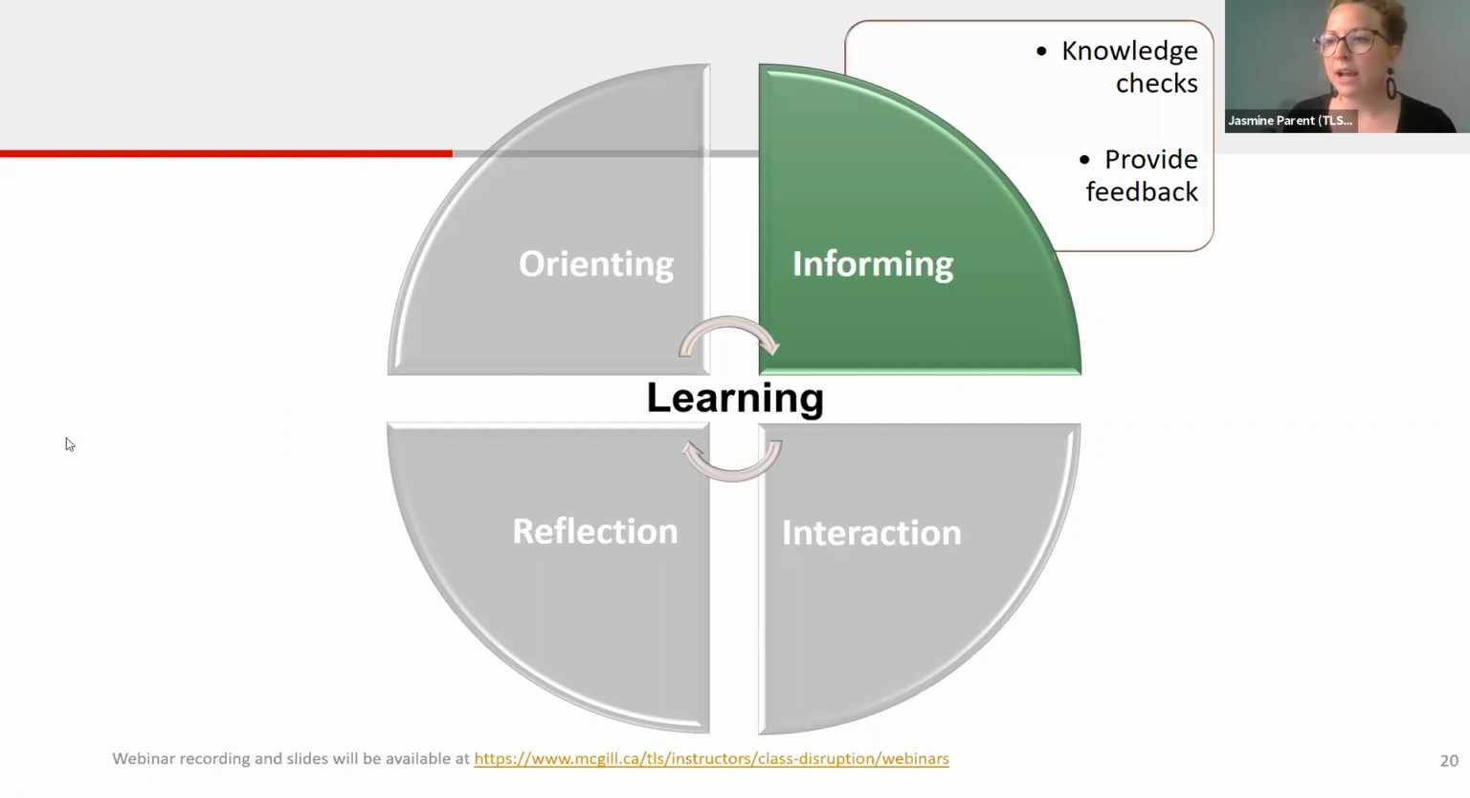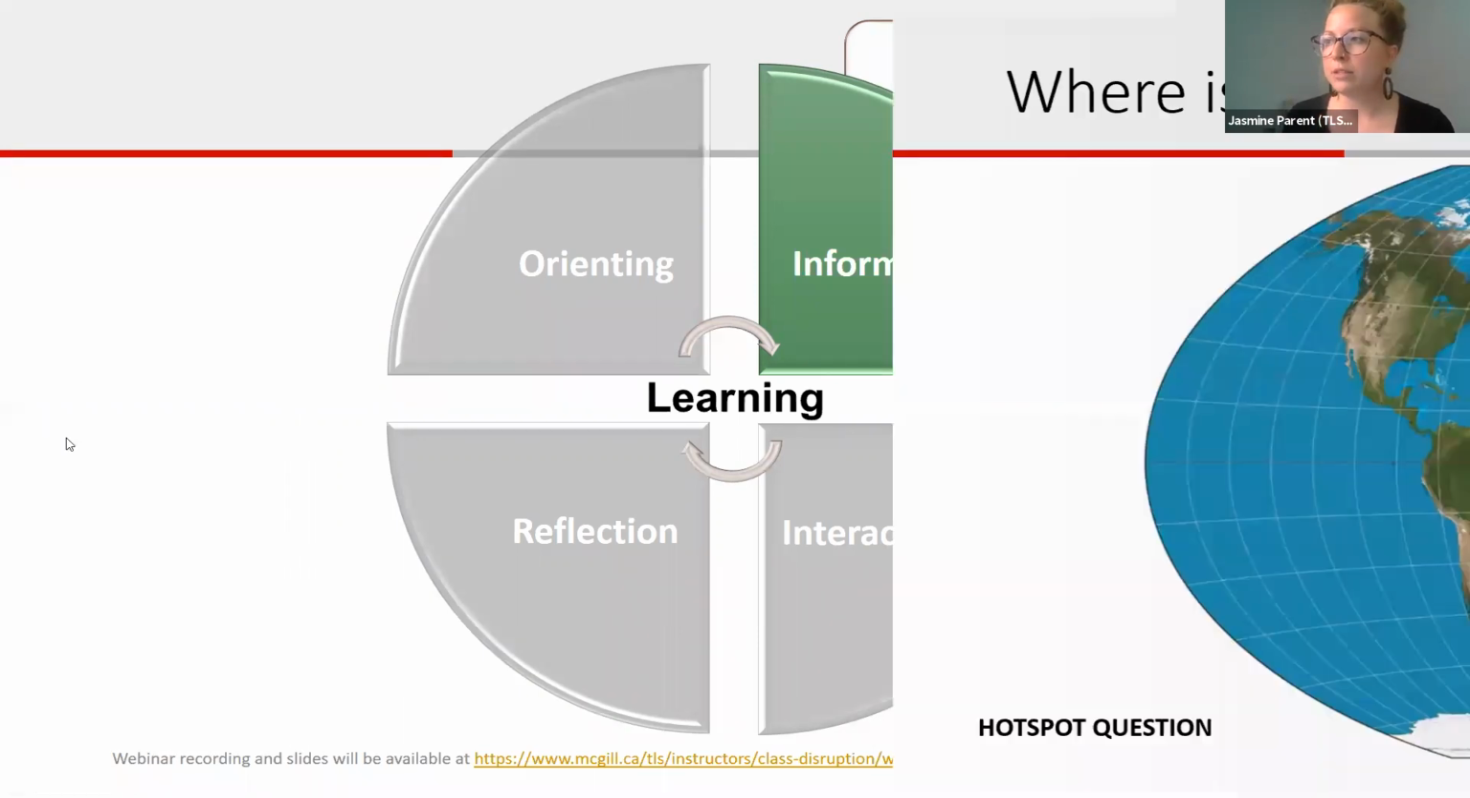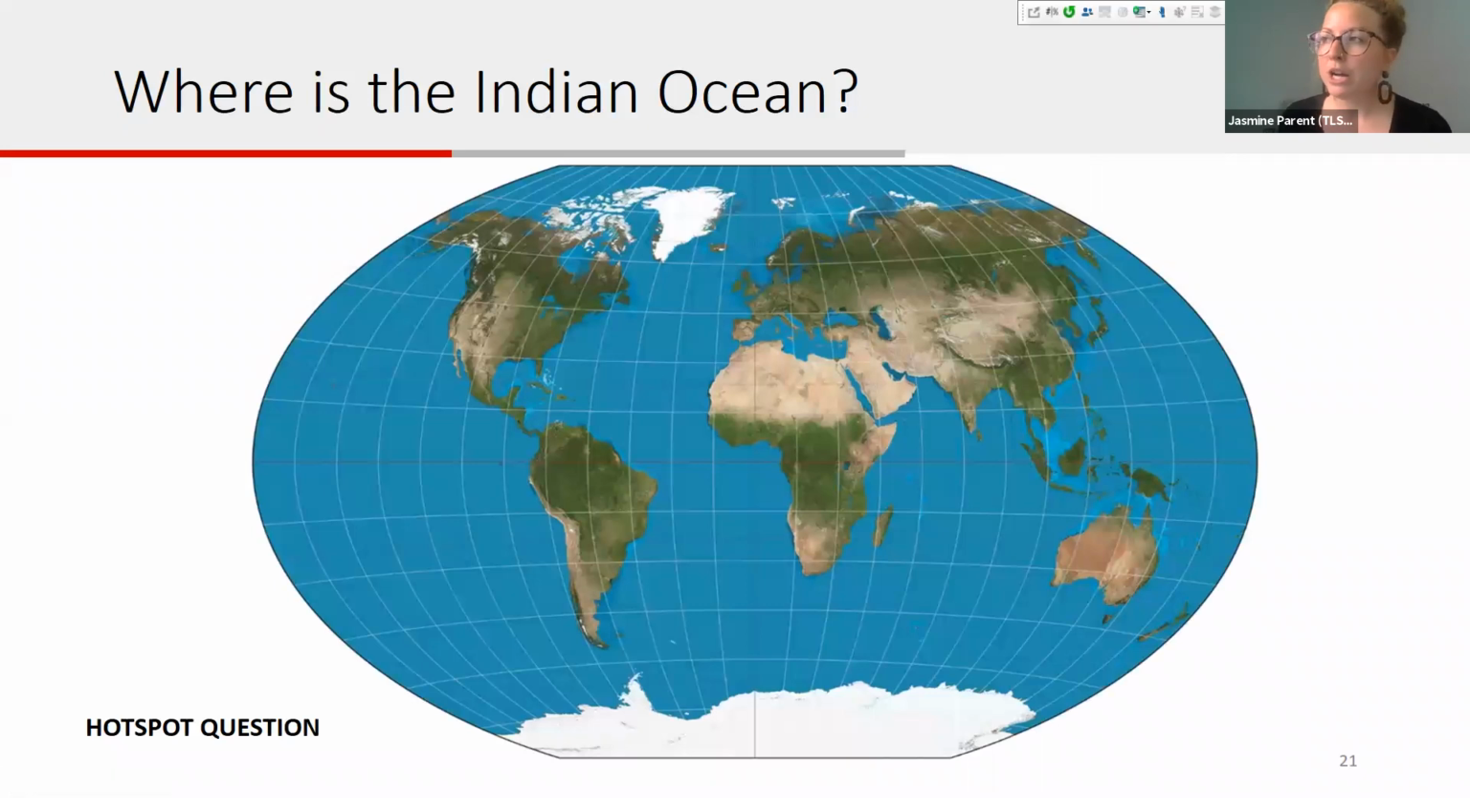So in the next slide, I have what is called a hotspot question. A hotspot question is an image which you can interact with by clicking directly onto the image. The question here is, where is the Indian Ocean? And I have a map. So you can click on the map where you think the Indian Ocean is.